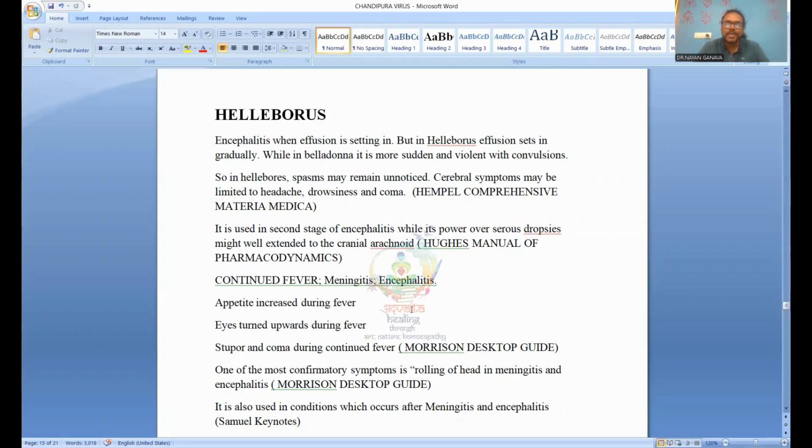It is used in second stages of encephalitis. So you have seen belladonna is used in first stage of encephalitis. Aconite is also used in first stage of encephalitis. Influenzinum is also used in first stage of encephalitis. But here is Helleborus, which is used in second stage of encephalitis, while its power over serous dropsy might well extend to the cranial arachnoid. That is what Hughes' Pharmacodynamics has written.